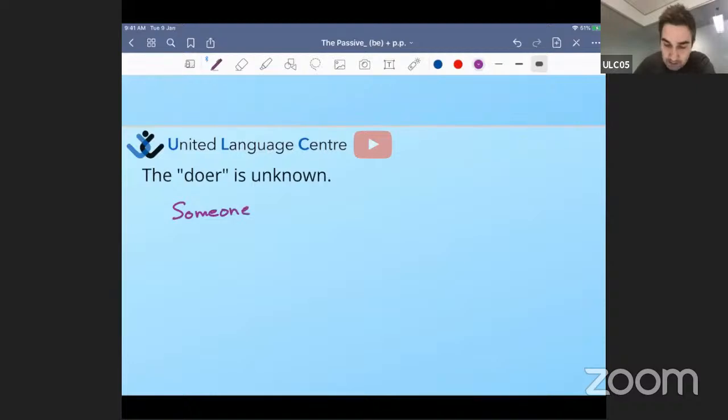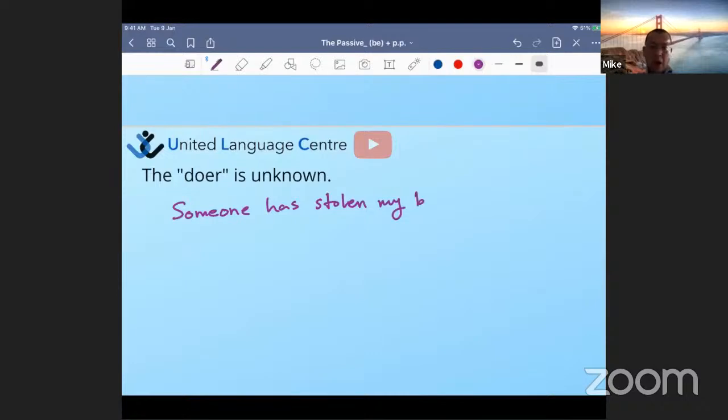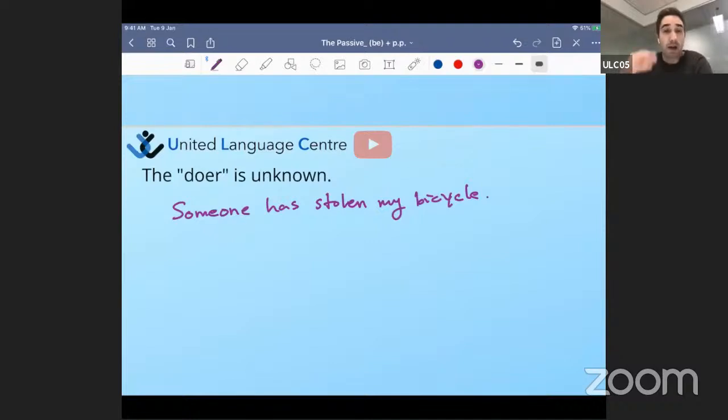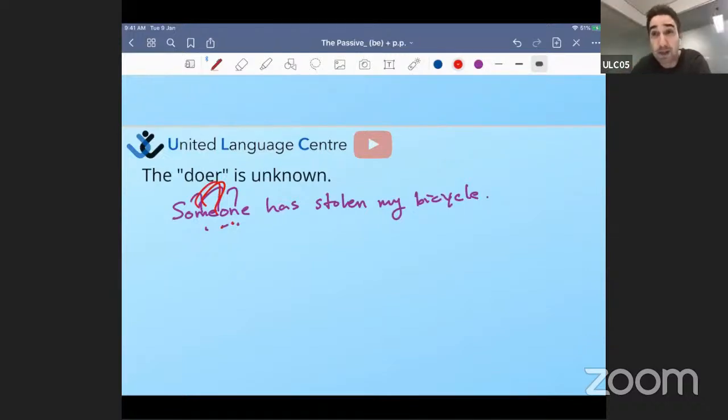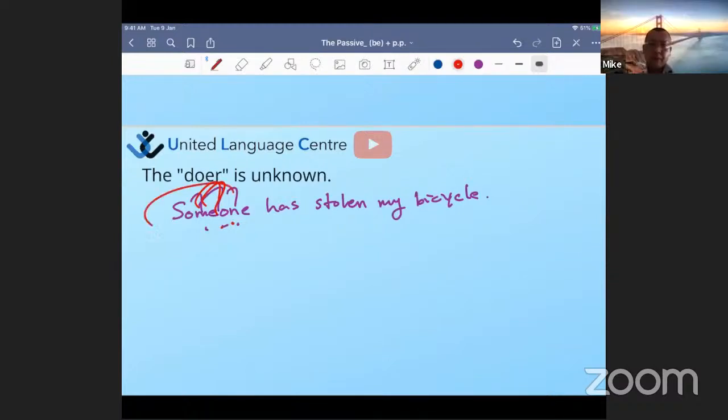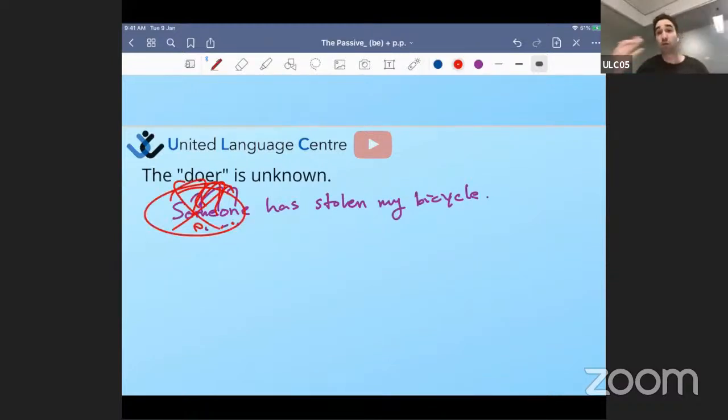Someone has stolen my bicycle, but I don't want to talk about the someone. The someone is not important, or I don't know. Of course, I don't know who this person is. If I know who this person is, I'm going to go and get my bicycle. If I see Mike steal my bicycle, I'm going to say, Mike stole my bicycle. But in this case, I don't know who stole my bicycle.